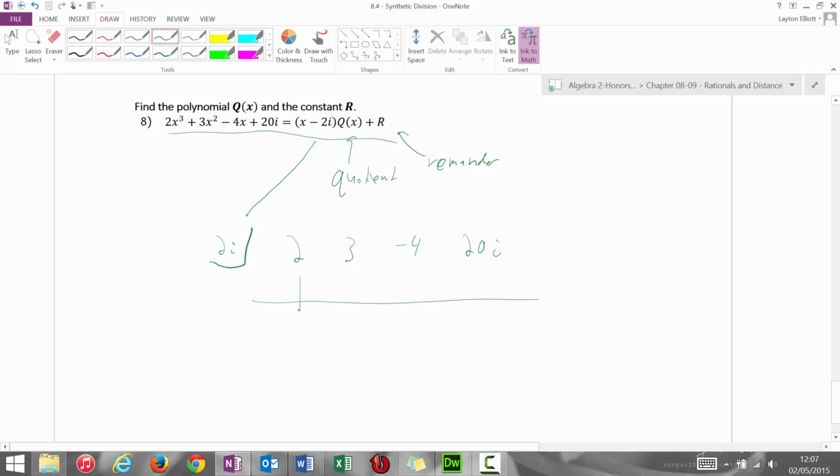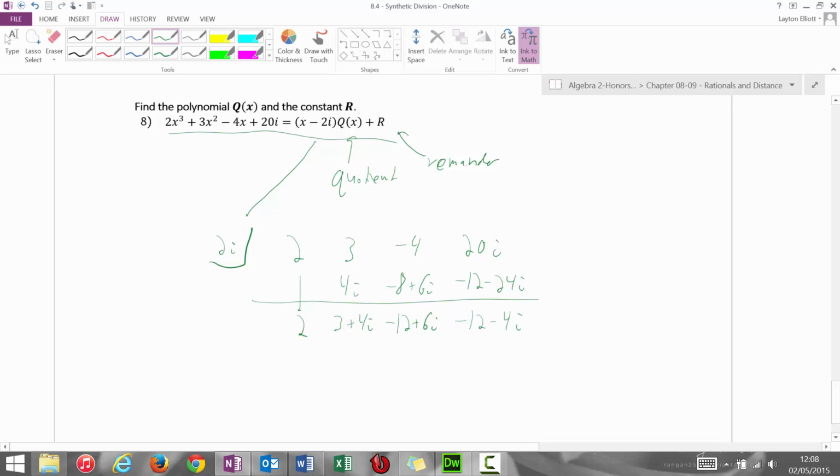I start dividing. Multiply, 4i, add, 3 plus 4i. Multiply, that'd be 2i times 4i is negative 8. Then 2i times 3 is 6i. Then add, negative 12 plus 6i. Then we multiply, 2i times 6i is negative 12. And then we add, then 2i times negative 12 is negative 24i. And then we add, negative 12 minus 4i.